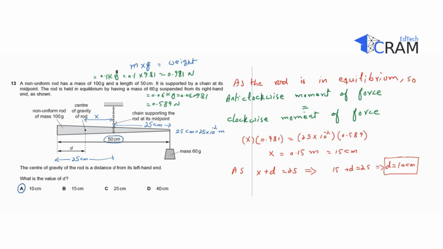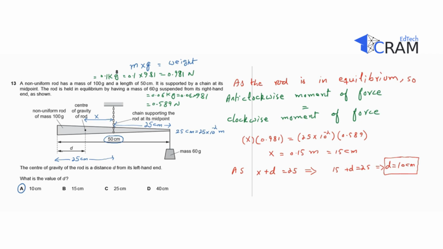But this is possible only if the examiner tells us that the rod is in equilibrium. So let's see that. Yes, the examiner says here the rod is held in equilibrium. So what does it mean? That the anti-clockwise moment of force should be equal to the clockwise moment of force. As the rod is in equilibrium, we wrote it here.